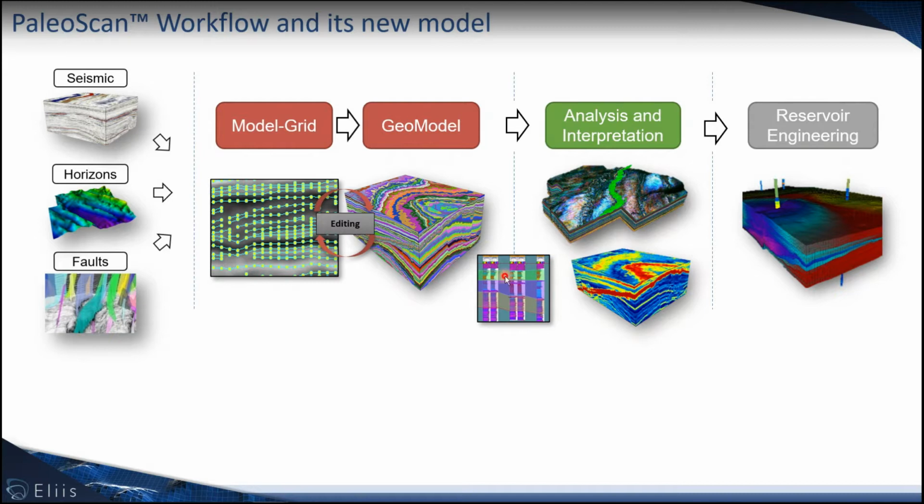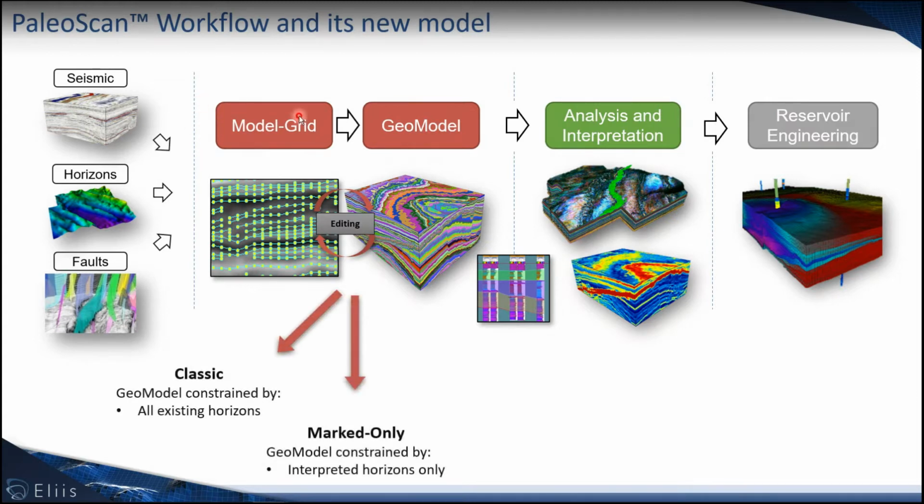So for today, we're going to focus on the model grid and the geomodel generation. Traditionally in PaleoScan, we're using what we name a classic model. This model accounts for all existing and automatically propagated and manually edited horizons in the grid, such as you can see in this tiny picture.